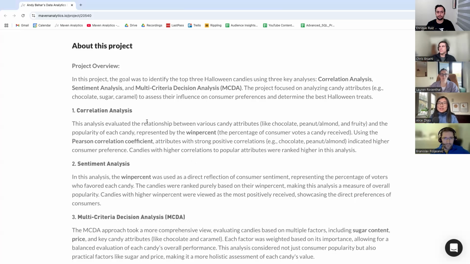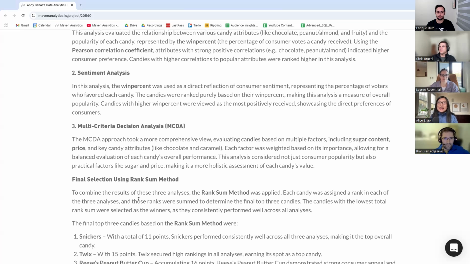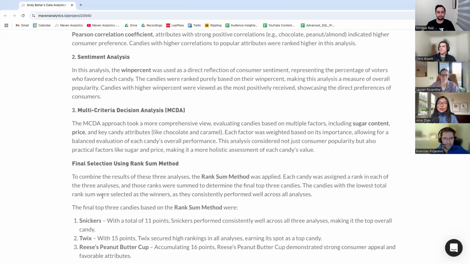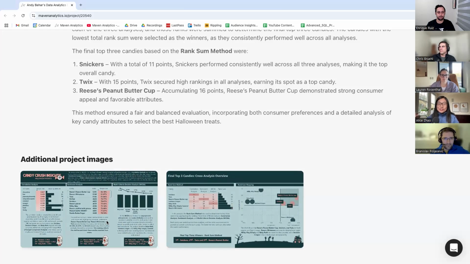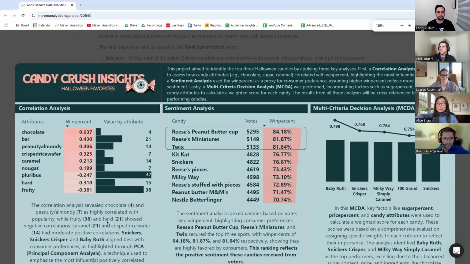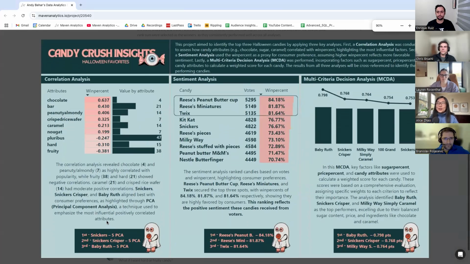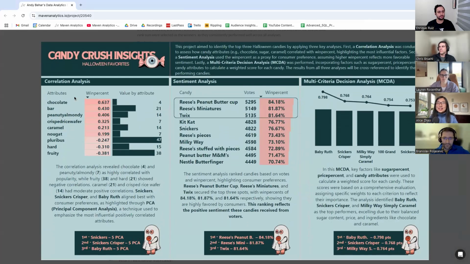So the 3 methods he used were correlation analysis, sentiment analysis, and MCDA. And then he summarized all those using the rank sum method. And then you can see these are his top 3 candies. So to dive into this a little bit more, let's go into these project images. Okay, so the first thing he did was look at some correlations.